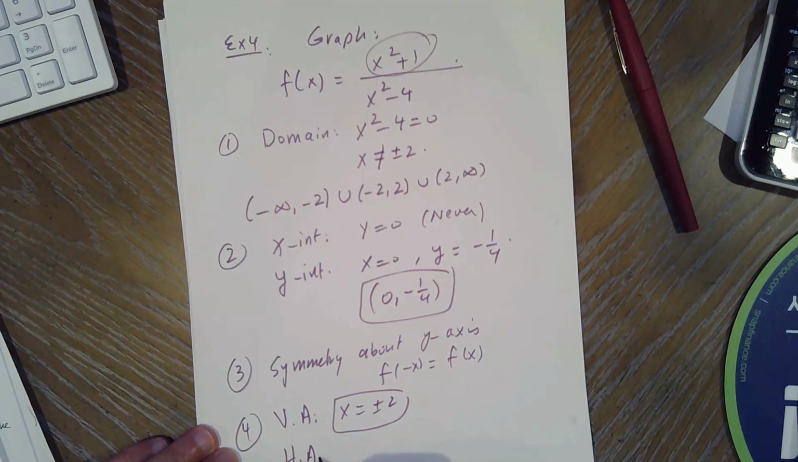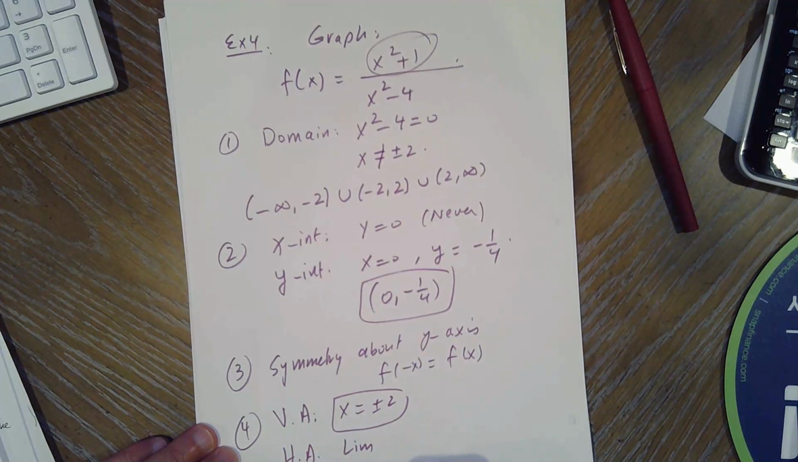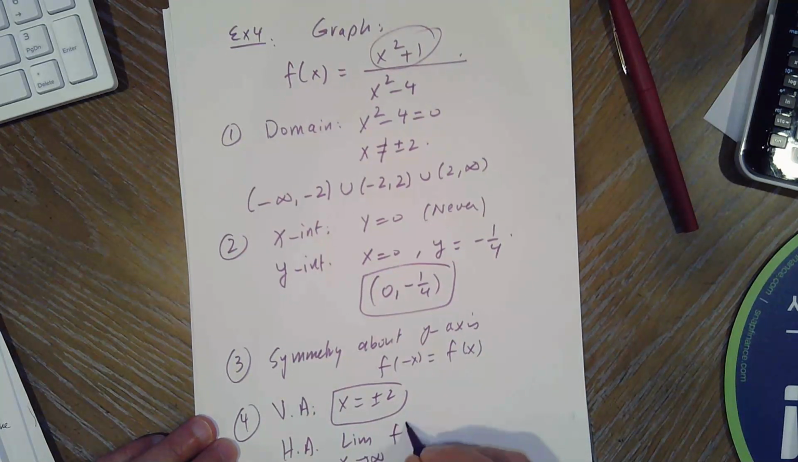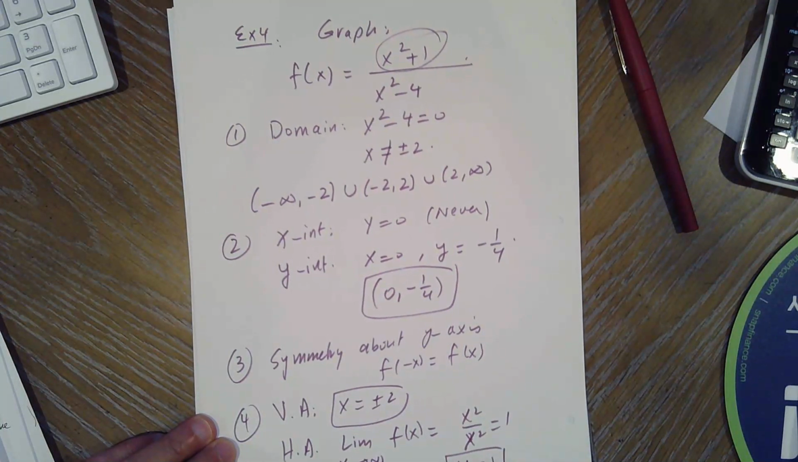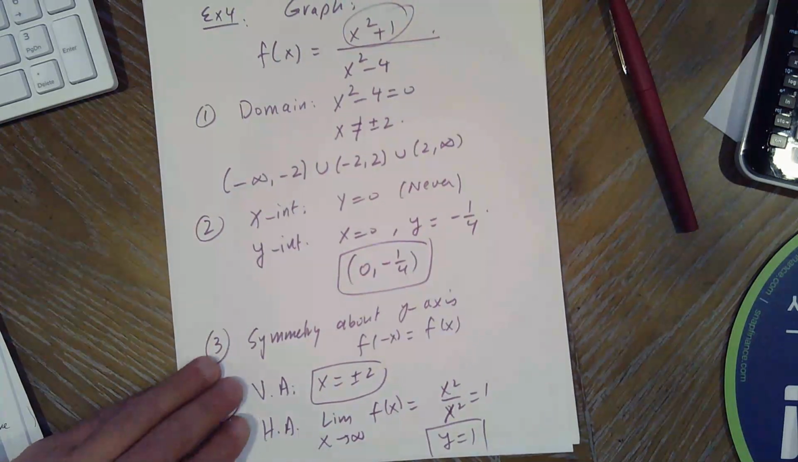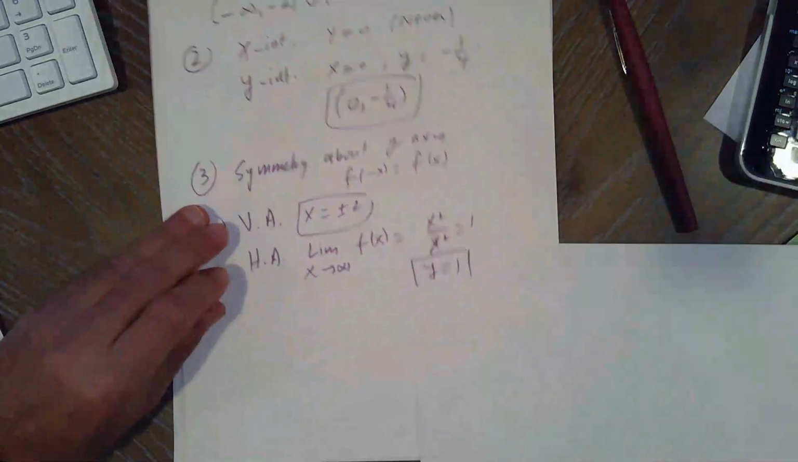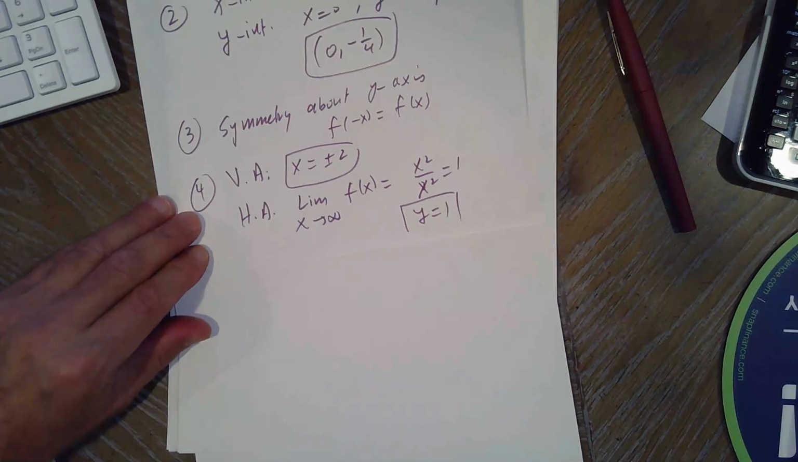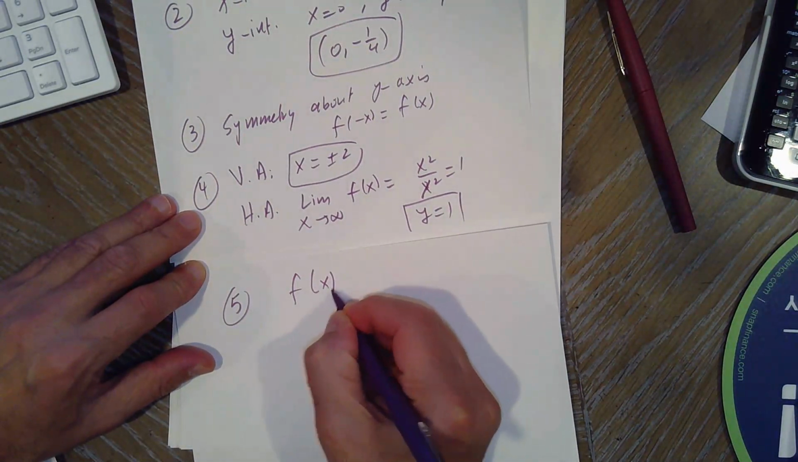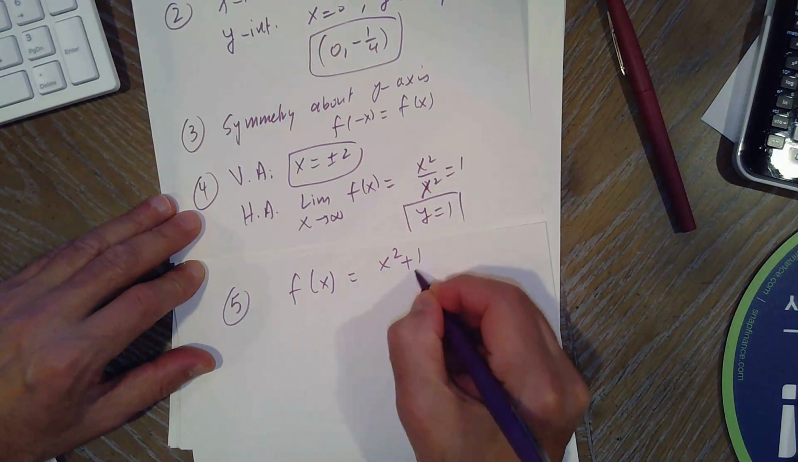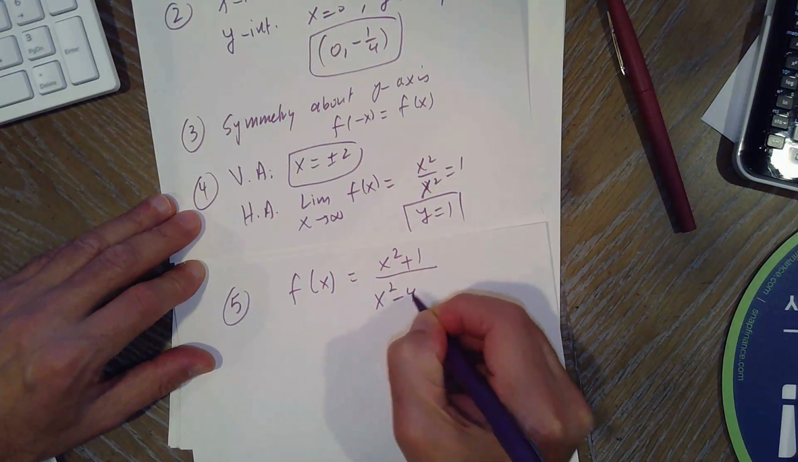Horizontal asymptote, as the limit as x goes to infinity of f of x equals x squared over x squared, which is 1. So we have a horizontal asymptote, y equals 1. Okay, then we can do critical values. So we're going to find the derivative. So f of x equals x squared plus 1 over x squared minus 4.